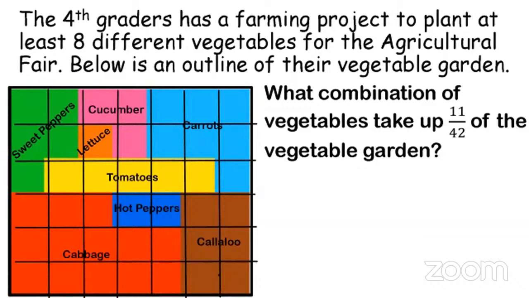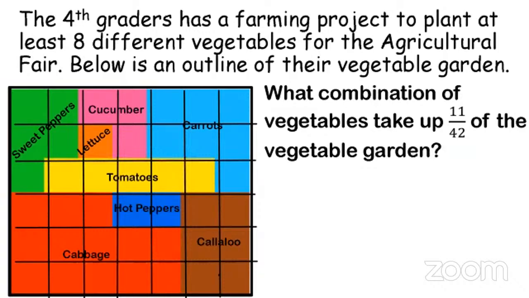Cucumber, lettuce, tomatoes, and hot peppers, miss. Wow. Cucumber, lettuce, tomatoes, hot peppers. So let's go. Hot peppers, 2 out of 42, and tomatoes as 5. 1, 2, 3, 4, 5. So that's 7 out of 42. Lettuce, 8 out of 42. Cucumber, 9, 10, 11 out of 42. Awesome. So we have cucumber, lettuce, tomatoes, and hot peppers.